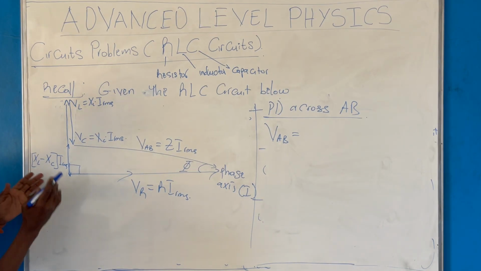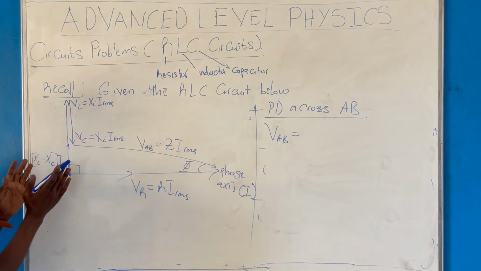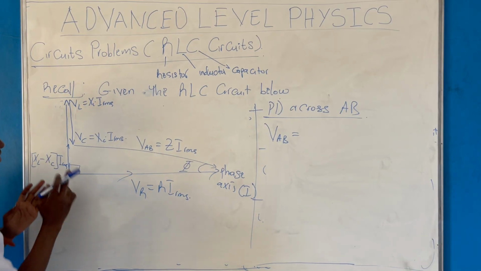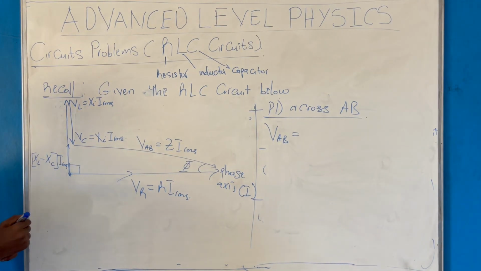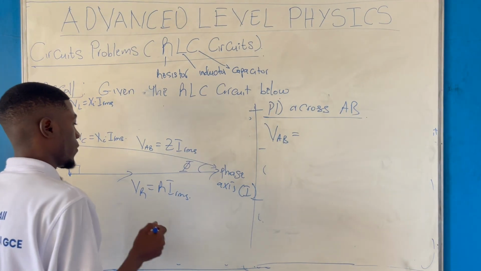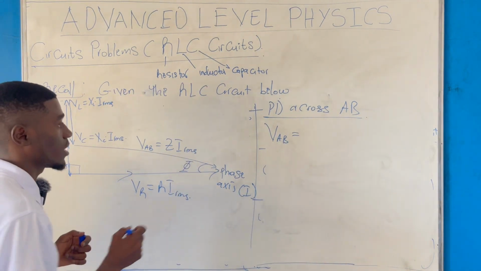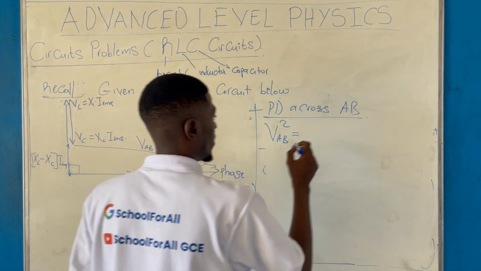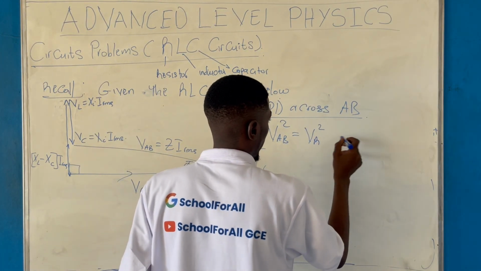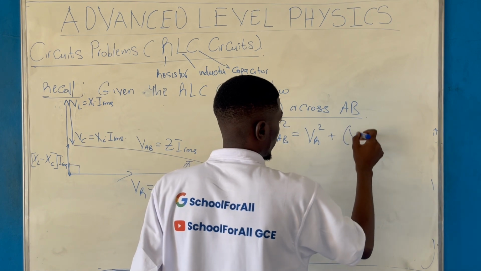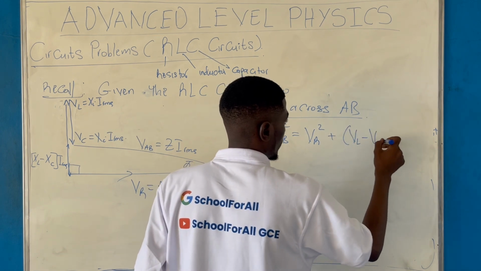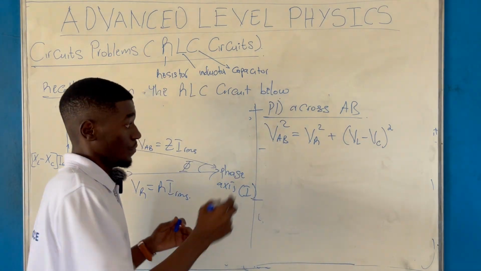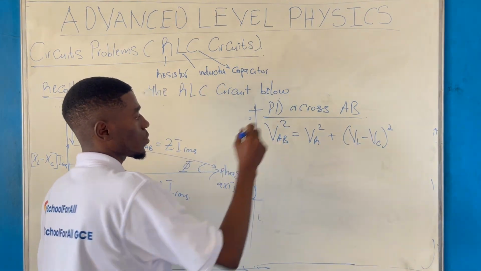So you see that I'm having a right angle triangle. If I want to calculate VAB, it is the resultant voltage of this right angle triangle. And therefore, from Pythagoras theorem, we all know that VAB squared is equal to VR squared plus bracket VL minus VC all squared. So we all know that VAB squared is simply equal to what?